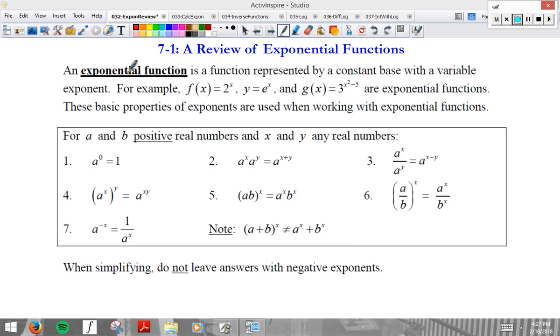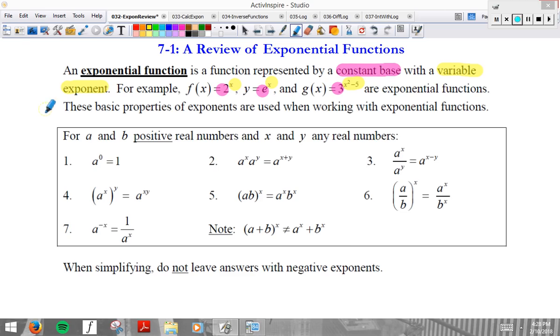First, an exponential function is a function with a constant base and, more importantly, with a variable exponent. We have a constant base and a variable exponent. For instance, 2 is a constant and x is a variable there. e is a constant, even though it's a letter, and x is a variable. 3 is a constant, and using all of these rules, you could show that that is basically just a variable. No big deal.